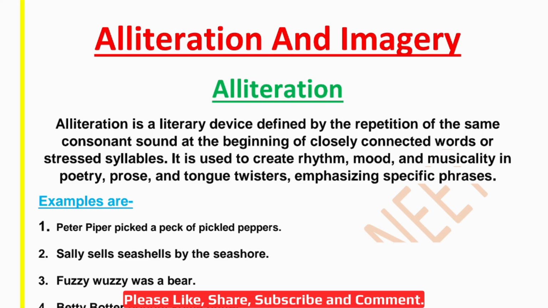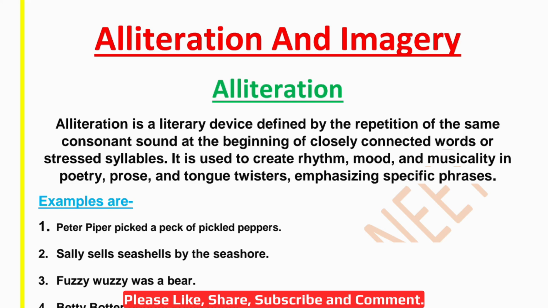Now what is alliteration? Alliteration is a literary device defined by the repetition of the same consonant sound at the beginning of closely connected words or stressed syllables. Before understanding this definition, let us understand what consonant sounds are. We all know that there are five vowels: A, E, I, O, U. Apart from these vowels, the rest of the letters like B, C, D, F, G, H, J, K, L, M, N, P, Q, R, S, T, V, W, X, Y, and Z, all these are consonants.